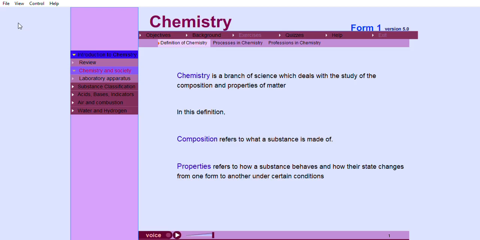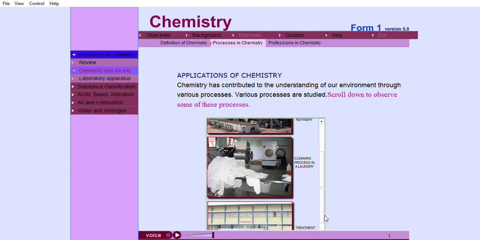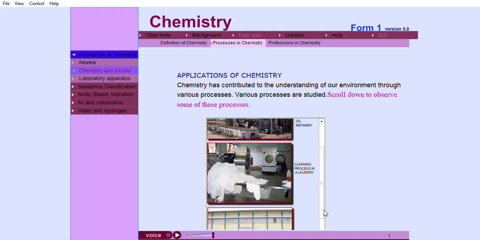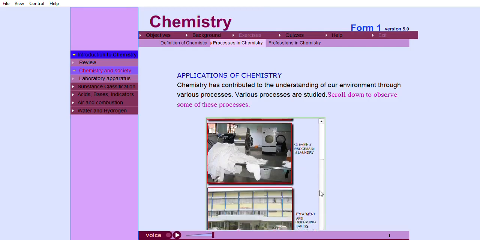Composition refers to what a substance is made of. Properties refers to how substances behave and how their state changes from one form to another under certain conditions. Chemistry has contributed to the understanding of our environment through various processes, such as fractional distillation of crude oil, cleaning process, dispensing drugs, and treatment.